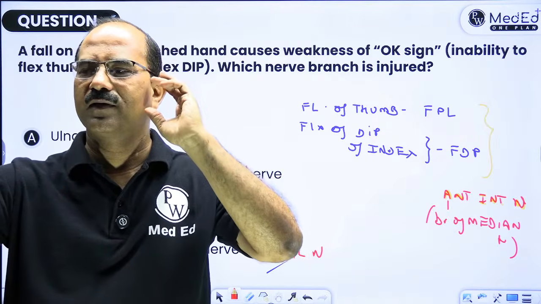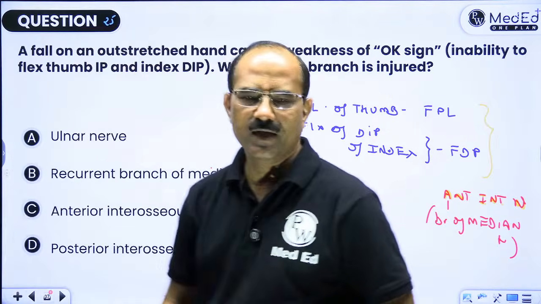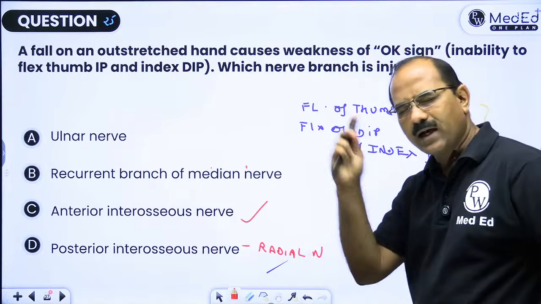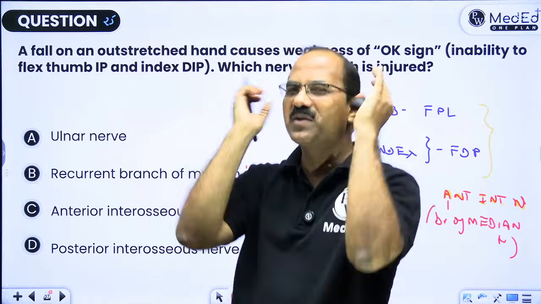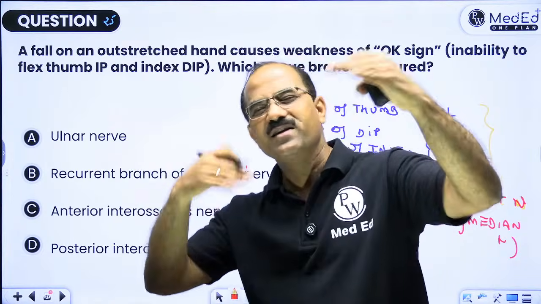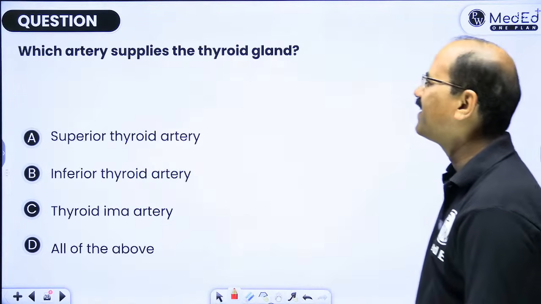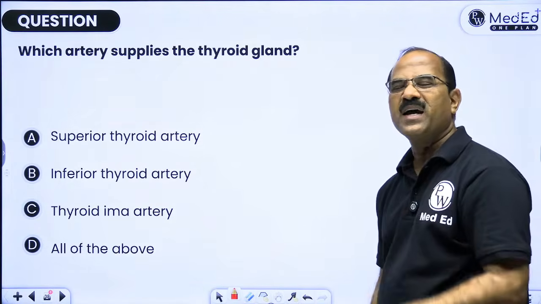Honeybee. चलो, great. Very nice. चलो, great. Excellent. हाँ, ये याद रखना बच्चों. These are all very confusing MCQs and these are scoring MCQs. अगर आपको ये पता है, you will exceed the other students, है ना? चलो, which artery supplies the thyroid gland?